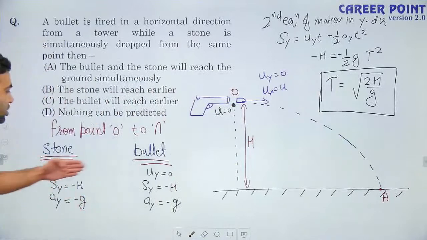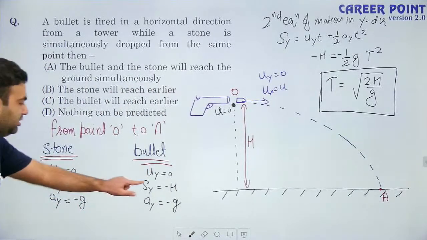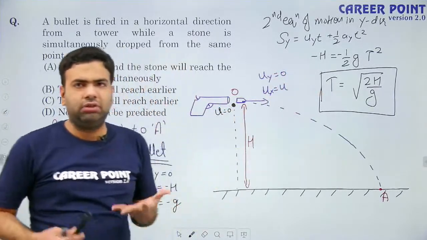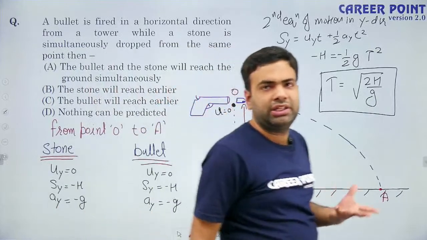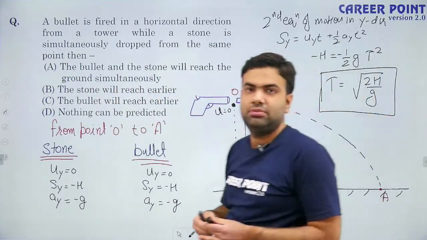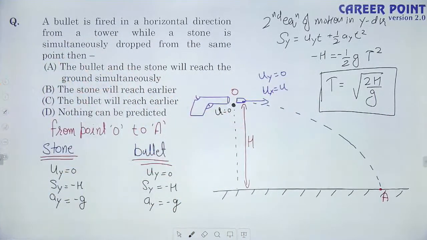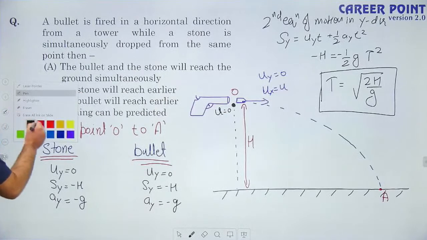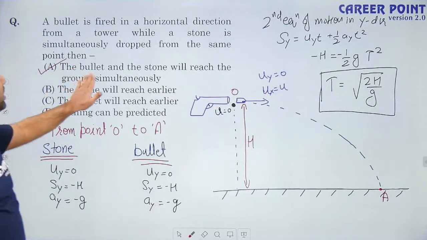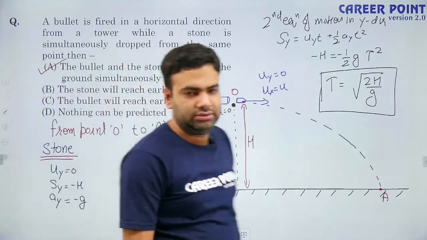Why? Because their initial velocity in y direction is same, their displacement in y direction is same, and their acceleration is same. So time of flight is same. Basically, how do we calculate time of flight? Time of flight is calculated by watching this vertical distance. This is the time taken to cover vertical distance h. So because for both of them the time of flight is same, the answer is option A. The bullet and the stone will reach the ground simultaneously.